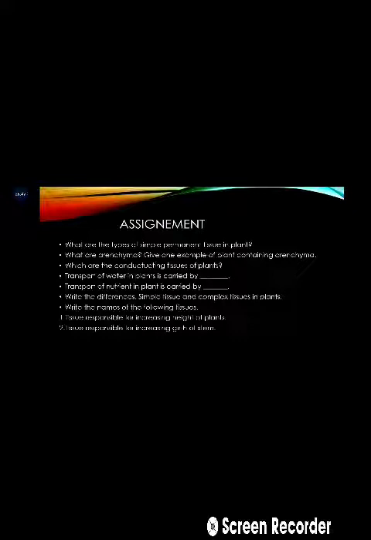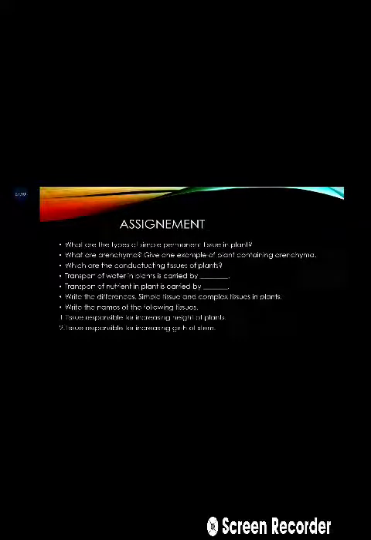What is aerenchyma? Give one example of plant containing aerenchyma. Aerenchyma are the modified parenchyma tissue which can store air in it. They are usually found in aquatic plants like Pistia, water lily or lotus.